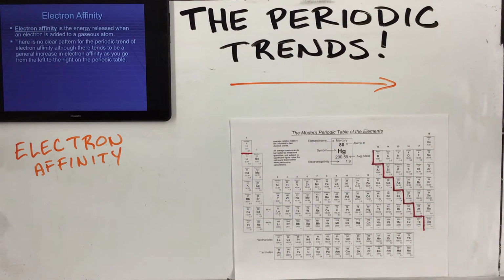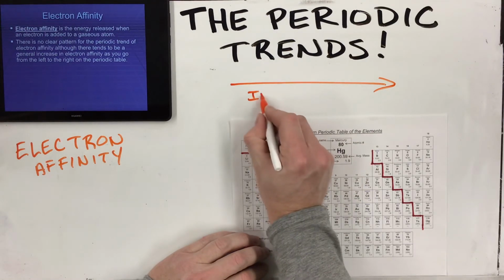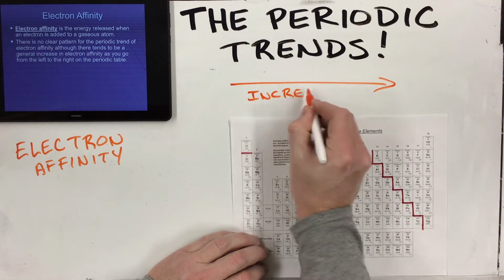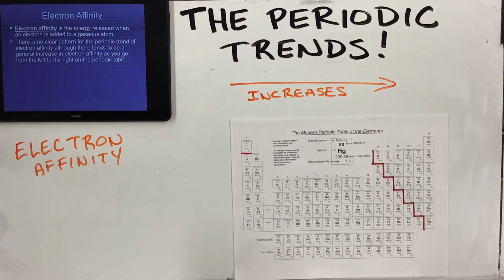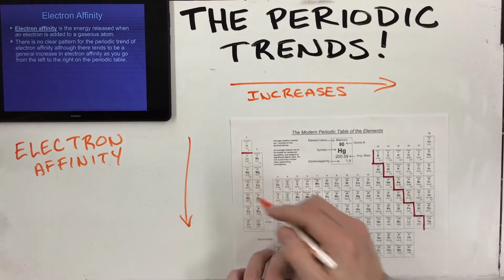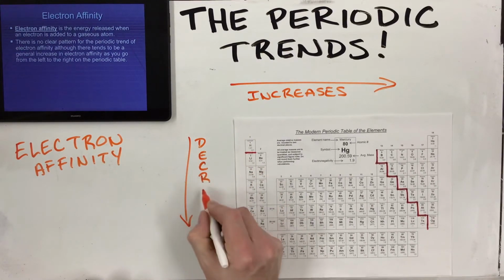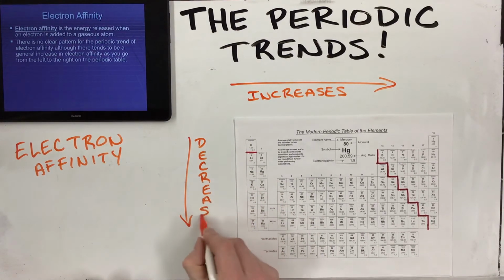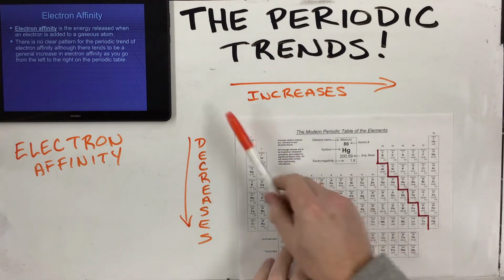Overall, generally, the electron affinity increases as you go across. All right? And as you go down, it decreases. Now, I'll describe this and then we'll see that some of the elements don't quite want to follow the same pattern. So why does it increase as you go across?